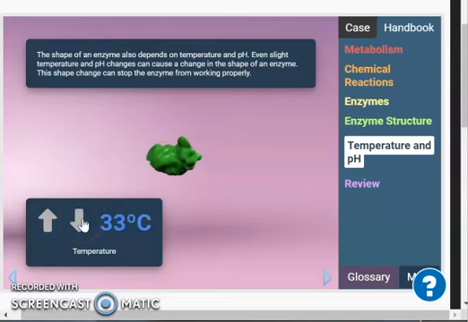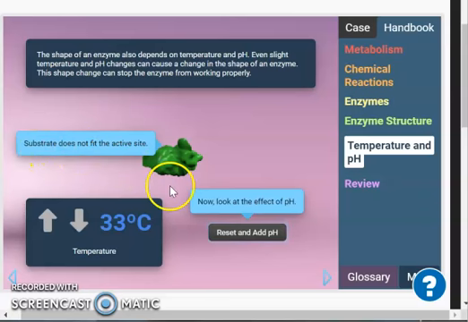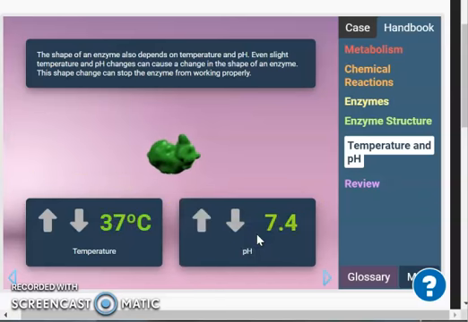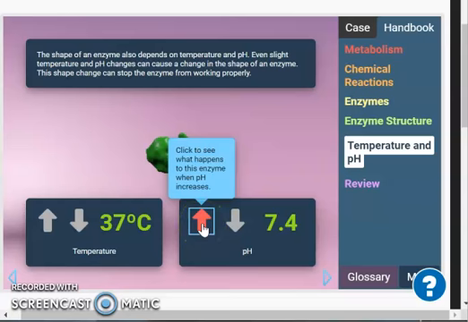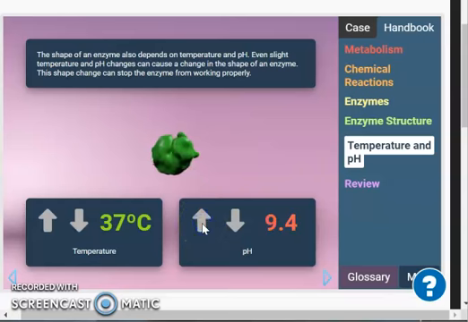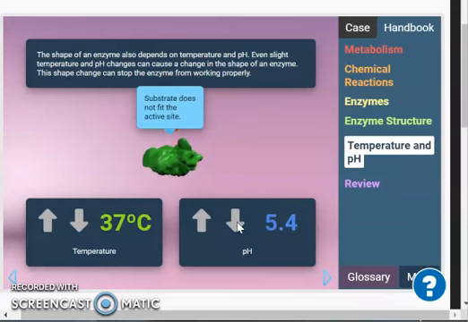Now let's see what happens when we decrease our temperature. Notice the shape of this enzyme changed, but in a different way, but it still caused the substrate to not fit the active site. Now let's look at the effects of pH. Let's see what happens to this enzyme when the pH increases. Notice that we had a denaturing and the substrate will not fit the active site. Let's now check when we decrease the pH. Again, it is a different shape, but the substrate still does not fit the active site.